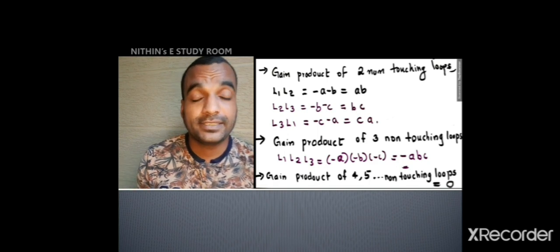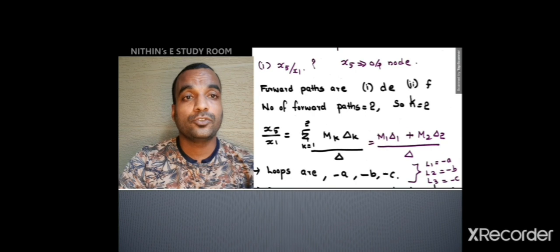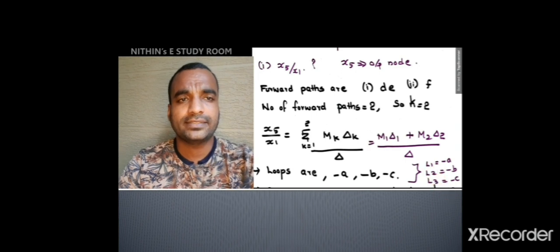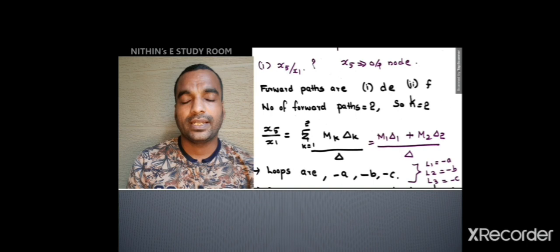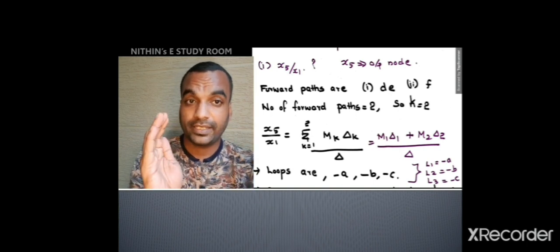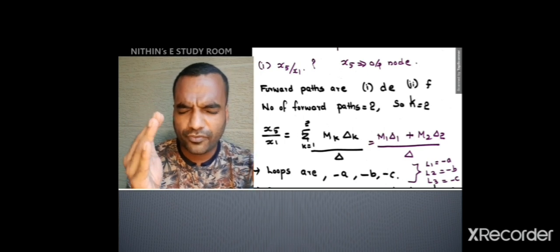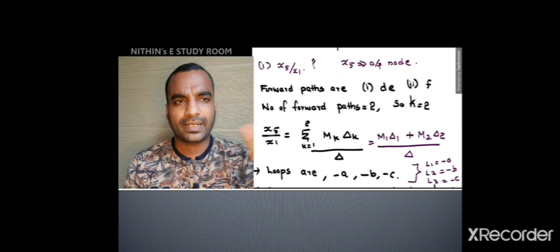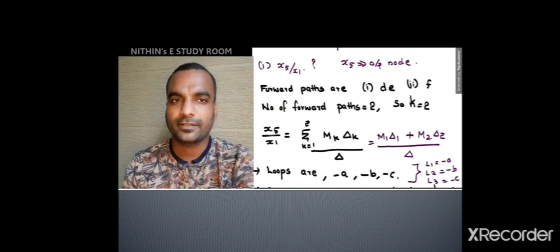As these are the 3 loops, the gains of the 3 loops are minus a, minus b, minus c. So L1 is equal to minus a, L2 is equal to minus b, and L3 is equal to minus c. So the first term is okay. You will get 1 minus the sum of gains of individual loops. So 1 minus, in bracket, minus a, minus b, minus c. That is the first term, that is clear.